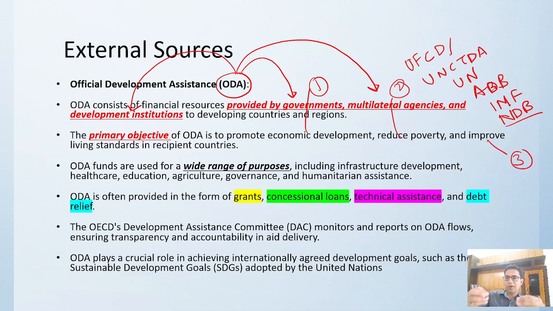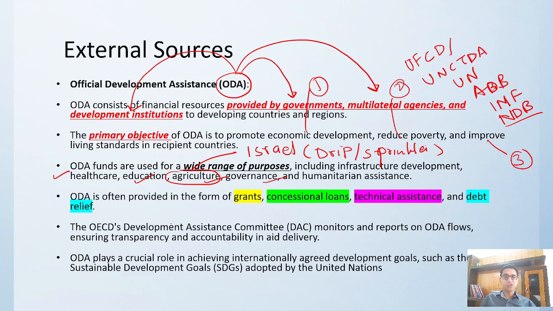This is one of the important focuses, and there are certain other focuses under these external sources. They are investing in healthcare, education, agriculture, and governance. Israel is providing a lot of technologies for our agriculture, such as drip irrigation and sprinklers.